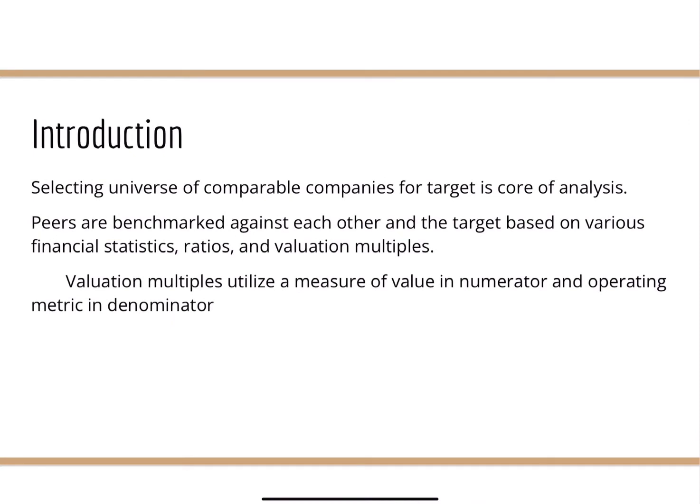So the core of this analysis is to select a universe of comparable companies for the target. Peers are benchmarked against each other and the target based on various financial statistics, ratios, and valuation multiples. Valuation multiples are a measure of the value of the target in the numerator and its operating metrics in the denominator. We're going to discuss more about what they are and how to utilize those ratios and multiples later.